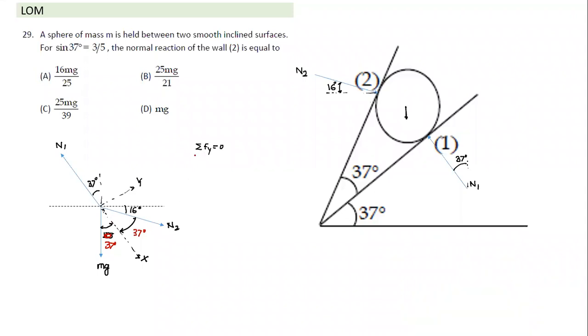What is the advantage of this method? Abhiru, have you followed what the advantage of this method is? Yes, sir, I don't have to find N1. So since both are making 37 degrees, straight away I know N2 has to be equal to mg. That's my answer.